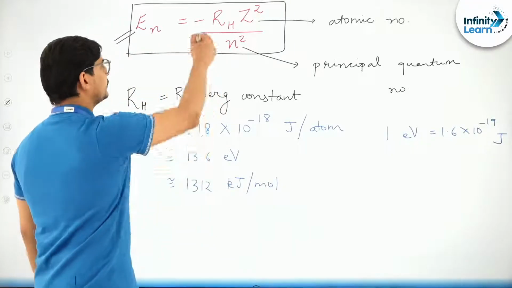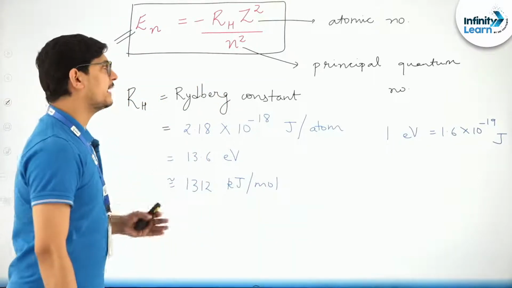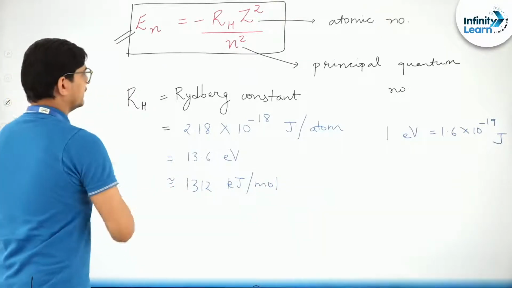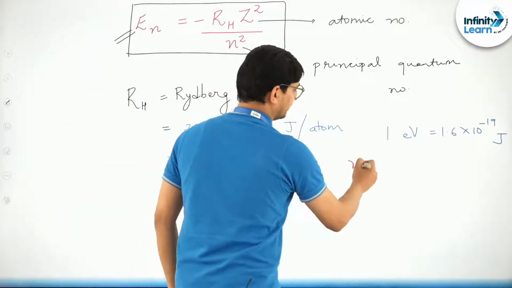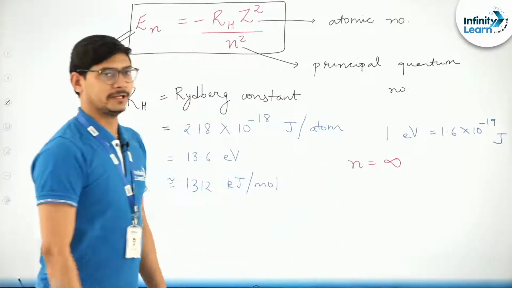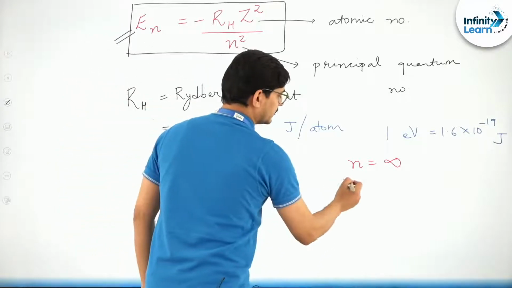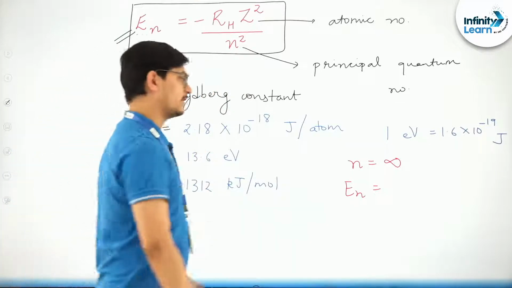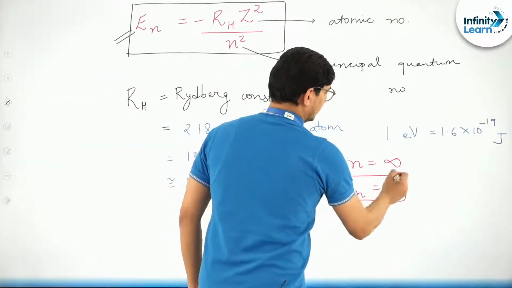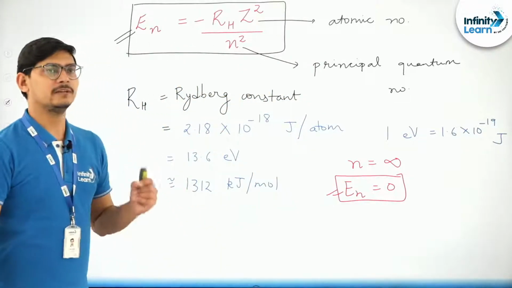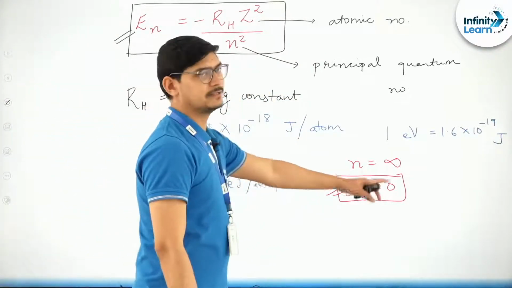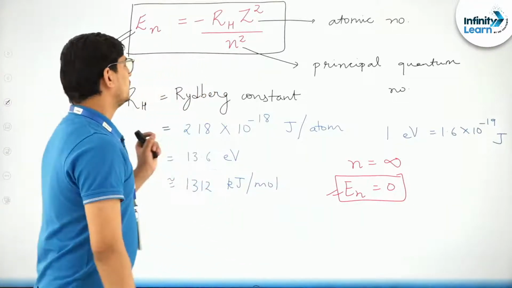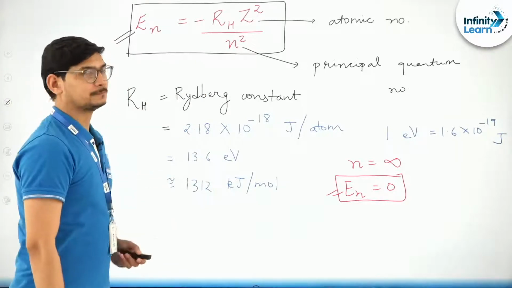Now, if an electron is at infinite distance from the nucleus, what is the value of n? It is infinity, okay guys? Then what is the value of energy? It is minus RH z square divided by infinity square, so it will come out to be 0. That is, the energy of an electron which is at infinite distance from the nucleus is 0. That is, the energy of a free electron is 0. Is that clear?